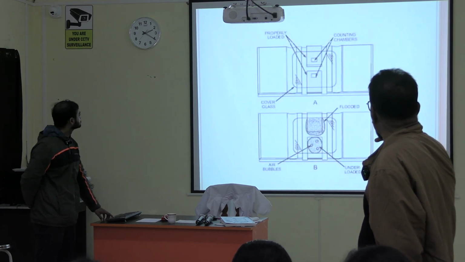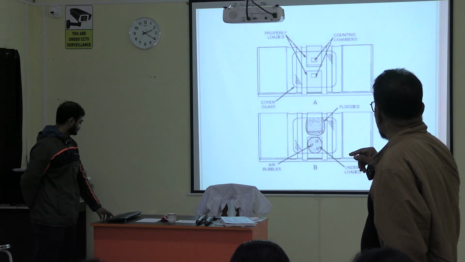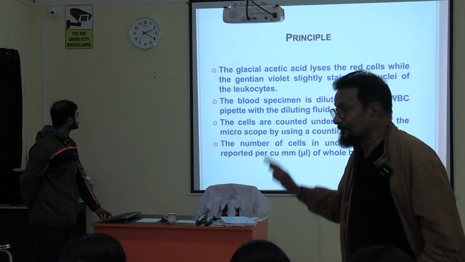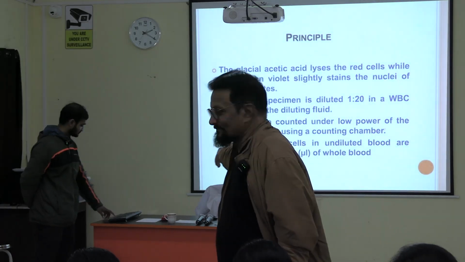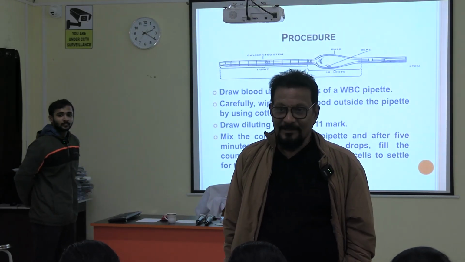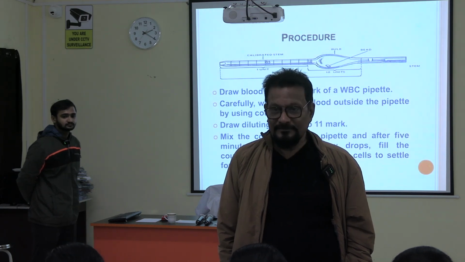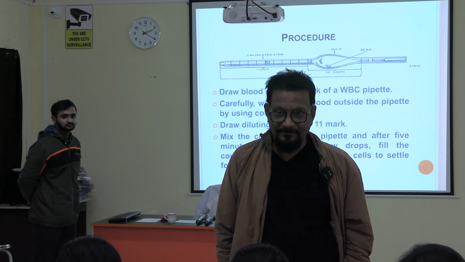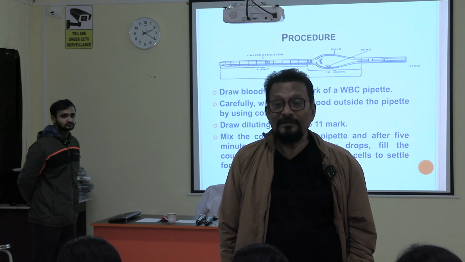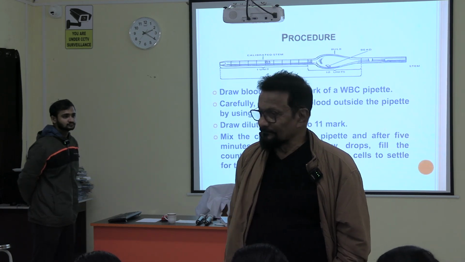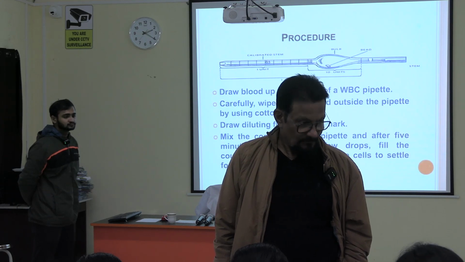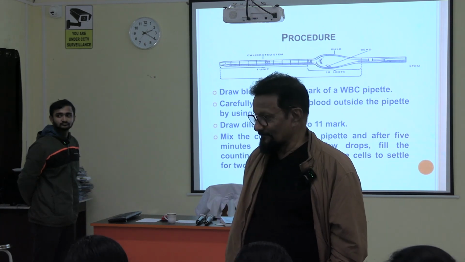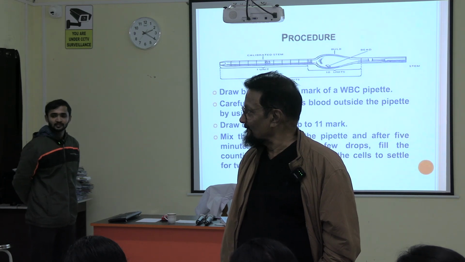How much is the blood diluted? How many times is the blood diluted? 20 times. 200 times.